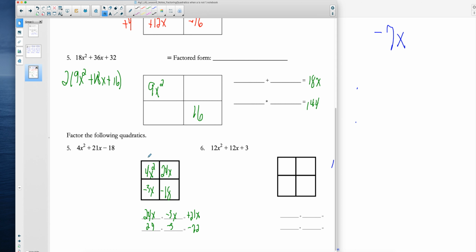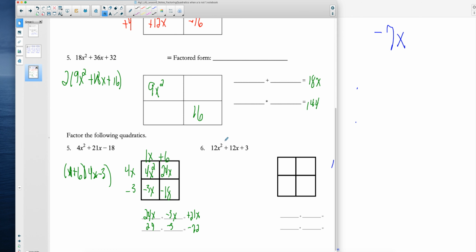All right, so your GCF here would have been just 1x. Your GCF here would have been a positive 6. Your GCF here would have been 4x, and your GCF here would have been negative 3. And so if we write this in factored form, it's x plus 6 and 4x minus 3.